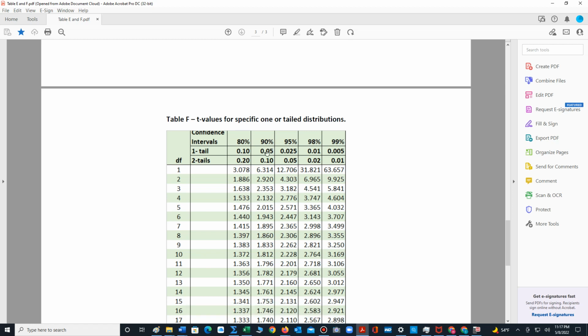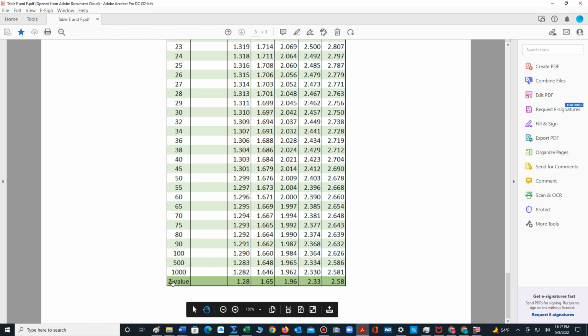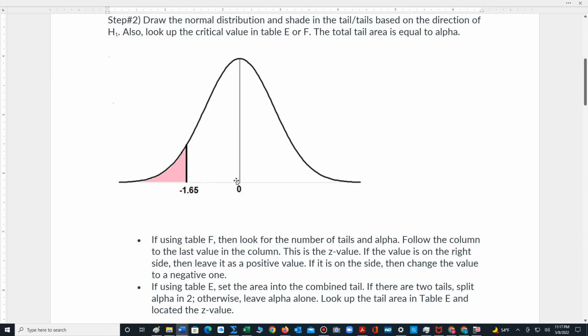Alpha was 0.05, so we scroll down to the z values. The z values are located in the very last row. Ignore all the other values. Those are t values. So it is 1.65. And since it's to the left of 0, we make it negative 1.65. So my recommendation is to always try to use table F first. You'll rapidly determine the z value, which is our critical value.